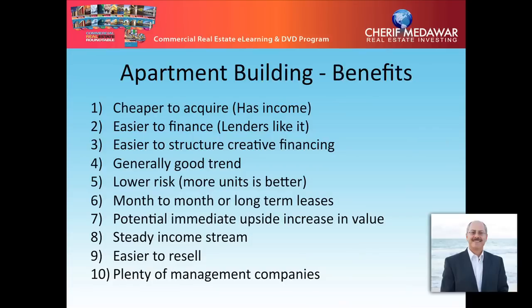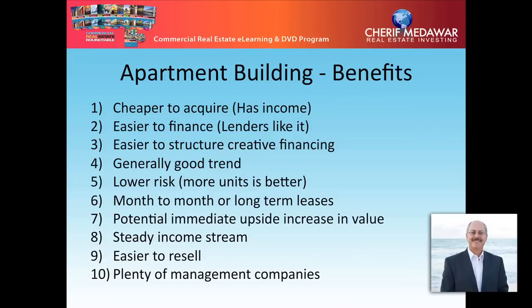And generally, there is a good trend. I mean, if the market is good, apartment buildings go up. The market is bad, people getting foreclosed on, they move out, they become renters. So every now and then you have a hiccup in the market. Well, it's your time to jump in and buy one. But the general trend right now is very good for apartment buildings. Number five is lower risk. Again, we said more units, the more units, the better. But you have to understand the critical mass. You don't want to overwhelm yourself.